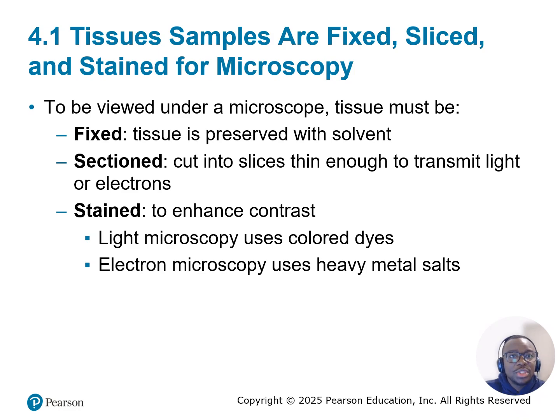To be able to view tissues under the microscope, tissues must be fixed, sectioned, and stained. Fixing preserves the tissue using a solvent. Sectioning cuts tissues into thin slices for light or electrons to be transmitted. And finally, staining enhances contrast. Light microscopy uses colored dyes as stains, while electron microscopy uses heavy metals.